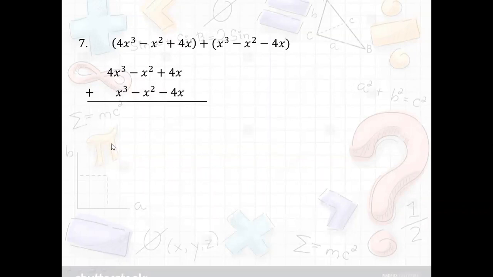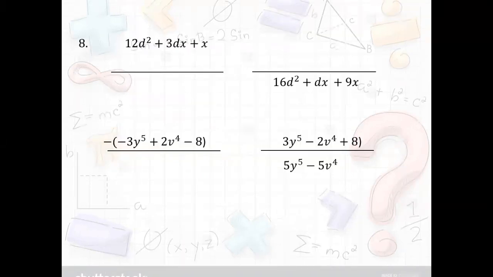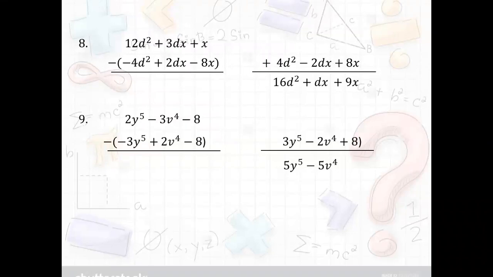So this is going to be 4x cubed minus x squared. So 4 plus 1 will give you 5x cubed. Minus 1 minus 1 will give you minus 2. I don't need to keep repeating. There is no number here, means it's going to be 1. Plus 4 minus 4 will give you a 0, right? So when you write the answer, your answer will be 5x cubed minus 2x squared. As we don't write the 0x, there's no point in writing the 0. Let's move to the next question. That's question number 8. Okay.